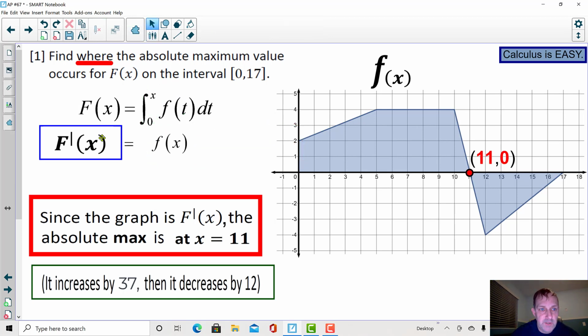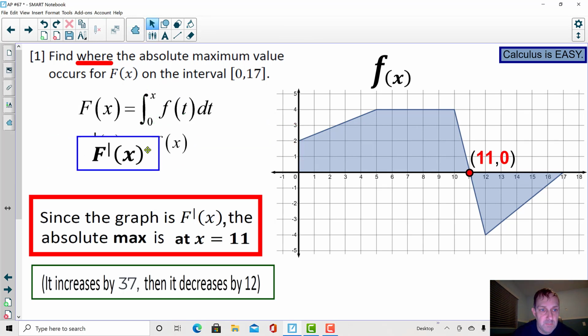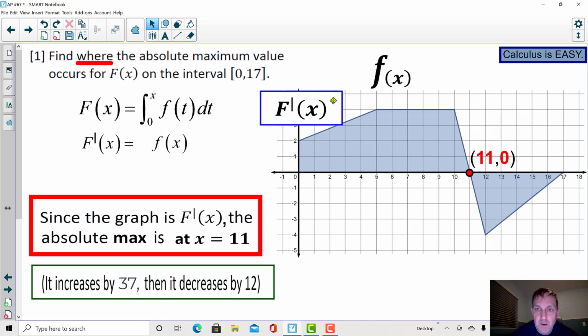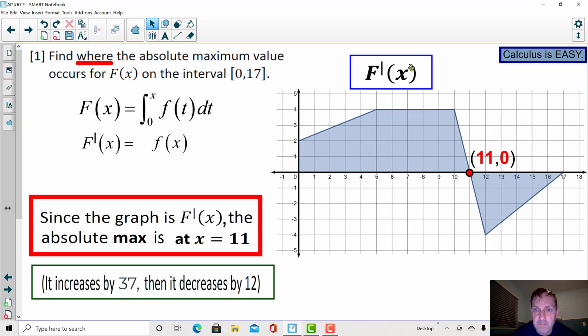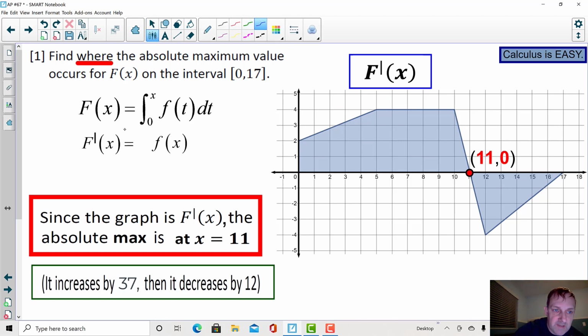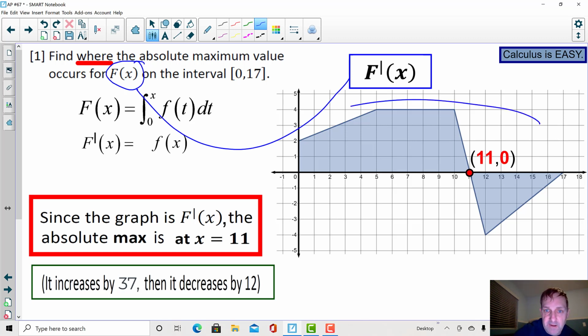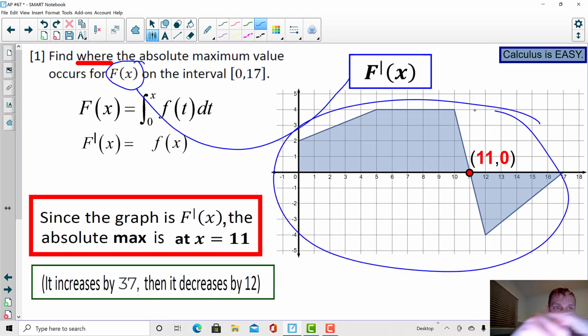So what I could do is I could just rename this graph if I want to. I'm going to bring this over here. I'm going to call this graph F prime of x, the big F. And that's because after doing the derivative of capital F, my final answer was little f. Now again, we want to find the absolute max of big F. And we have the derivative for big F. This graph is the derivative for big F.